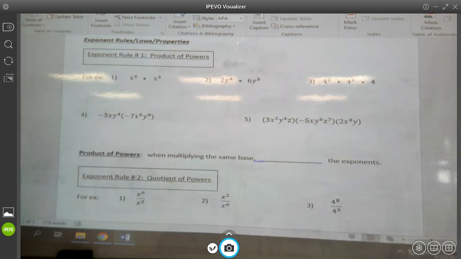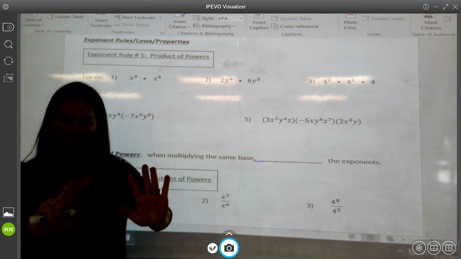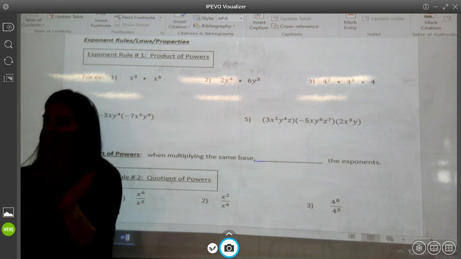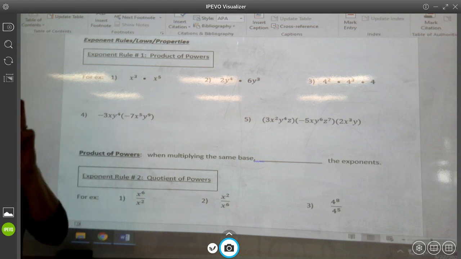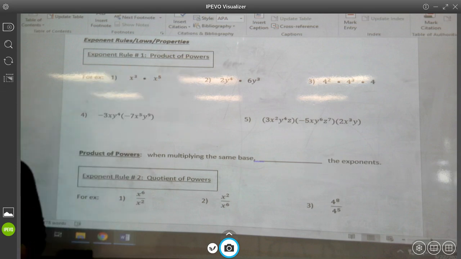All right, so rule number 1, and I say that there are 5 total rules. 3 of them are your main rules, and then 2 of them are like fix-it rules. We're going to try and get through the first 3 rules today, the main ones. Rule number 1 is the product of powers rule.